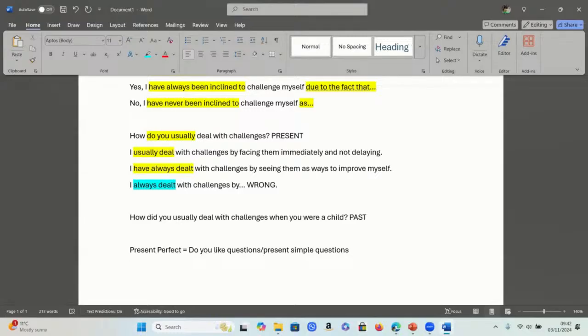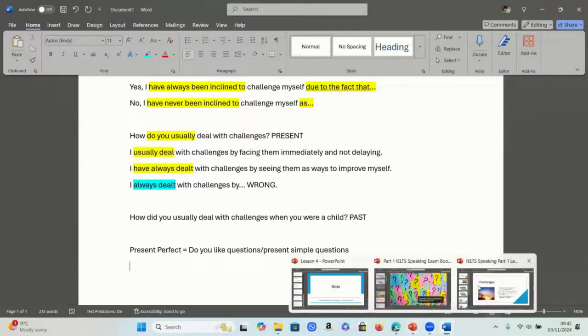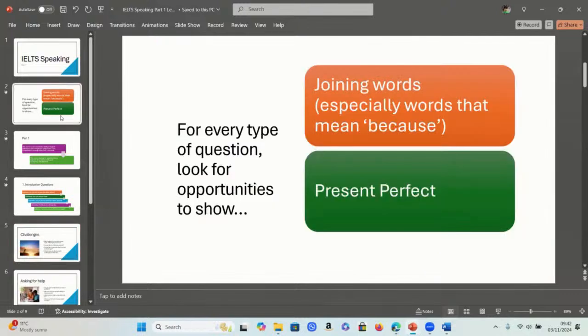And of course, are we doing what I said earlier? Let's have a quick look to see what I said earlier in this little thing. So joining words, we try to use for every type of question, we look for opportunities to show joining words, especially ones that mean so we have to say why. So that means if we can show, imagine he asks you 5, 6 questions and you say because 5 or 6 times. It's not going to be that good. So you want to be able to vary these words. So you're looking for opportunities to say joining words and any opportunity to say present perfect.